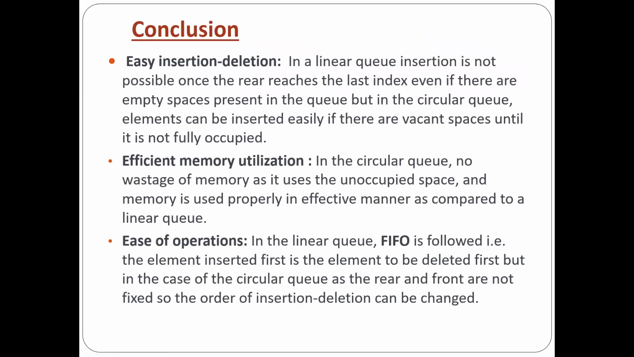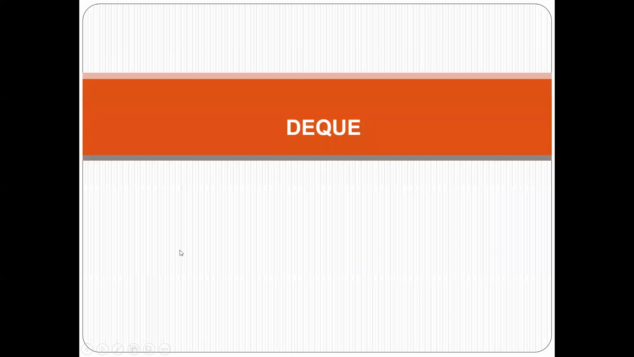So this is the conclusion related with the circular queue, or we can say these are the advantages as compared to the linear queue: easy insertion and deletion, efficient memory utilization, and ease of operations. These are the three advantages of the circular queue.